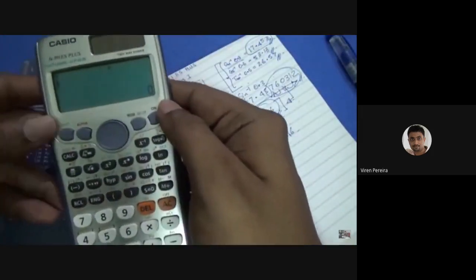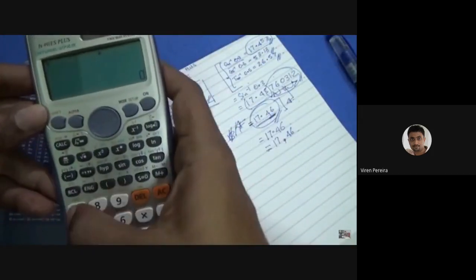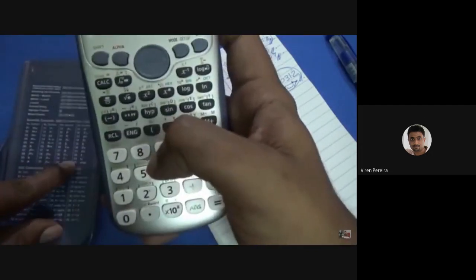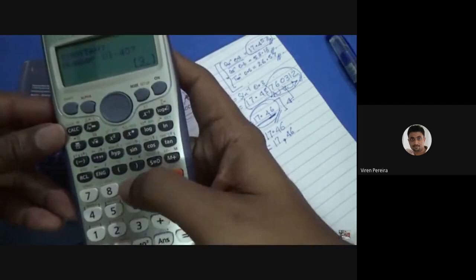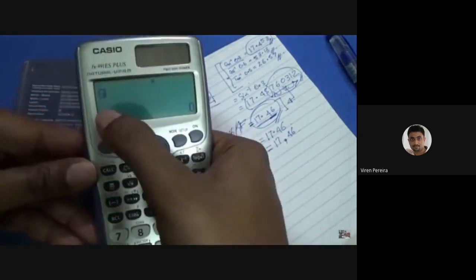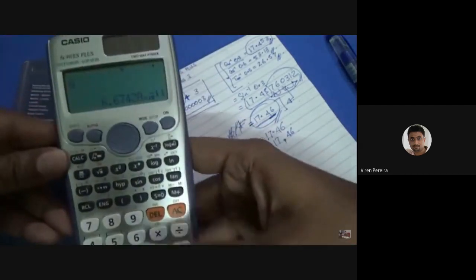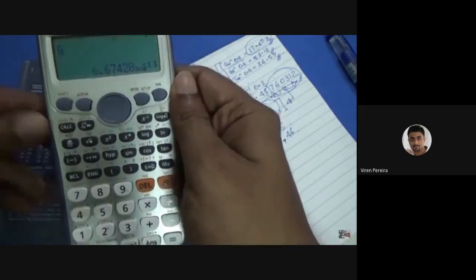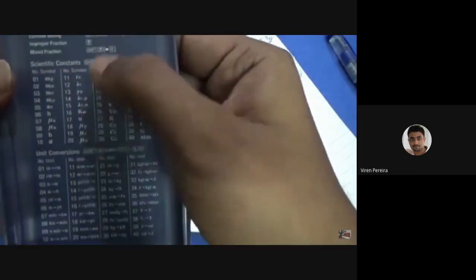Again, a simple technique: press shift, constant. What is the number? 39. So if the number is 39, I press 39. Directly my G comes up. If I press equal to, this is my universal gravitational constant. So you can see all these constants are given to you.